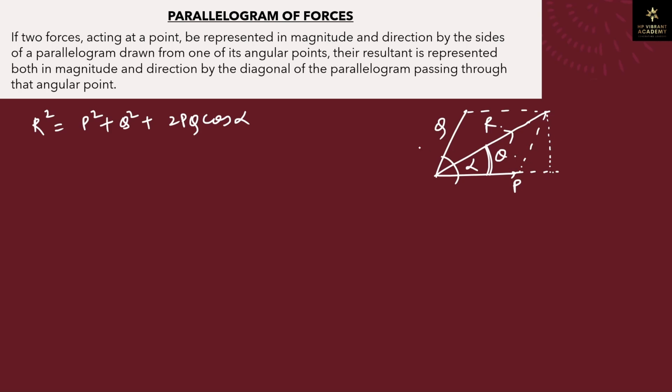Okay, this is Q, so this is also Q. Let us take this as theta, so this is also theta. Sorry, this is theta and this is alpha, so this is also alpha. So this is Q sine alpha and this is Q cos alpha, this distance, and this distance is P.